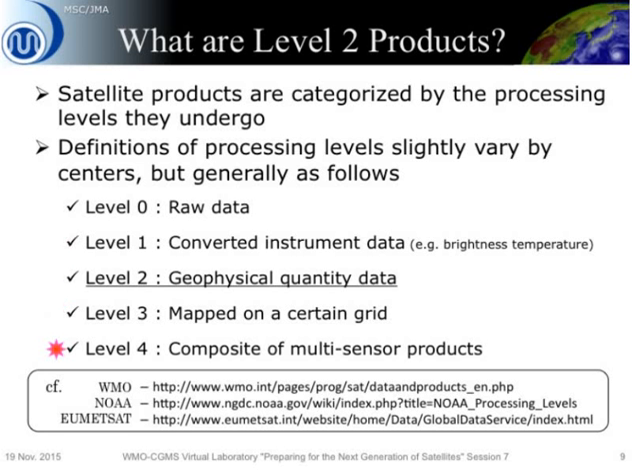Level 4 means products composed of multi-sensor and/or multi-satellite products. These level definitions are summarized in each organization's website here. And so please refer to them if interested.